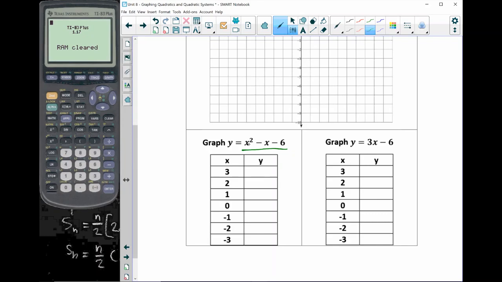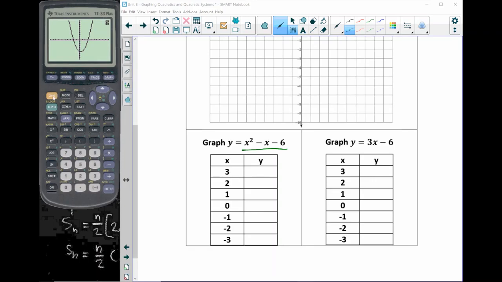Now remember, in order to fill out this table, I can make it very easy on myself by using the graphing calculator. So all I have to do is go to the y equals button and press that. Then I'm going to press the X,T,theta,n button and square that. I'm going to subtract an x, and then I'm going to subtract 6. And here you can see that I have input the quadratic equation into the y equals section. Now if I hit the graph button, it'll draw a picture of what that quadratic should look like.